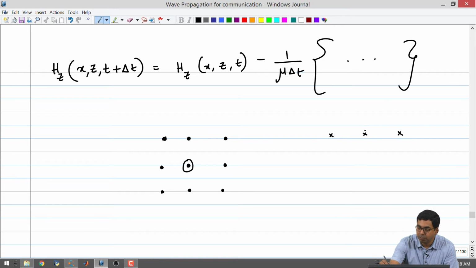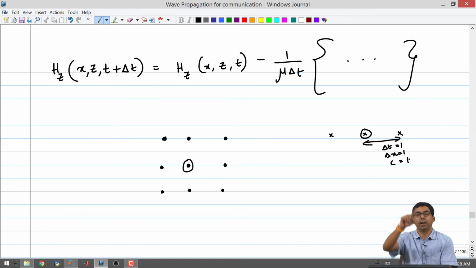So, for this electric field to move to the next point, all you had to do was model it in such a way that your delta t is 1, delta x is equal to 1, c is equal to 1. So, it will move to the next grid point in one unit time step. Okay. Now, in this case you have a two dimensional space, so a little bit more care has to be taken.